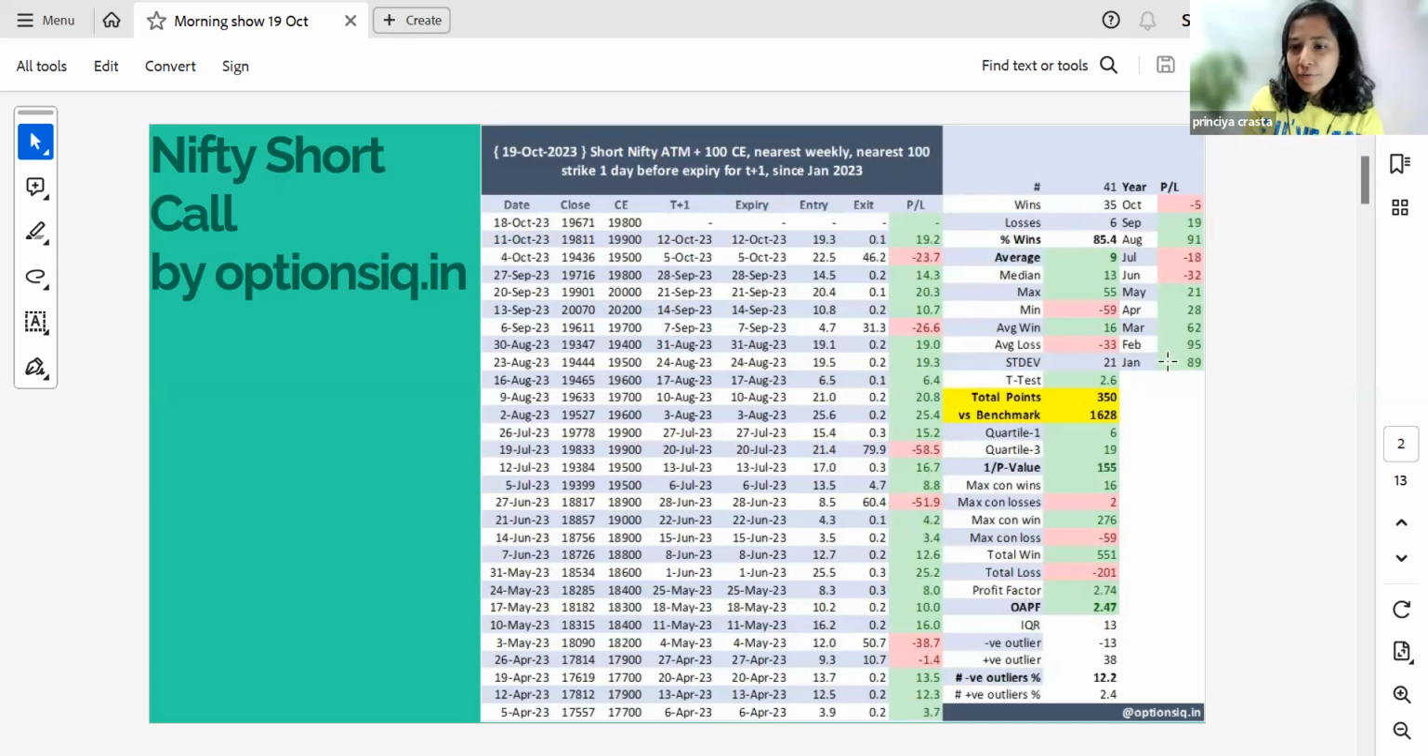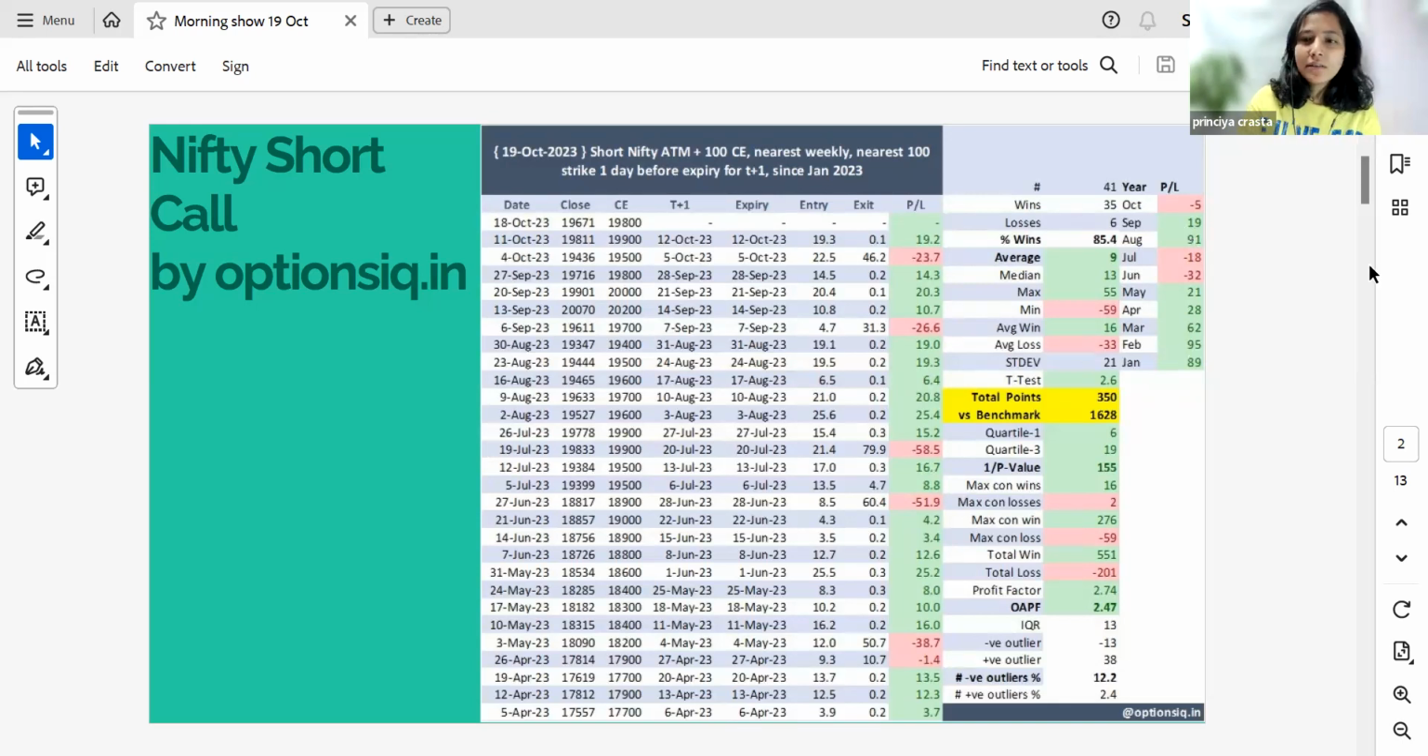If we see here from Jan till October, 3 out of 10 months were in losses. Max profit was in the month of February, followed by August. So yeah, that's the stats presented by Options IQ for you.